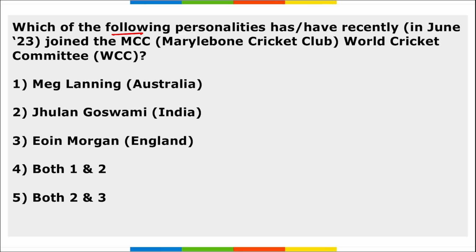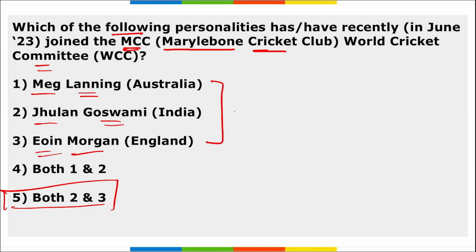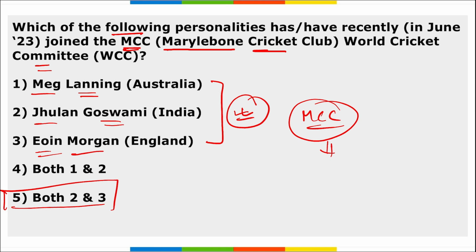Next is which of the following personalities have recently joined the MCC, that is Melbourne Cricket Club World Cricket Committee. So it has been joined by both second and third, that is Meg Lanning and Jhulan Goswami as well as Eoin Morgan. These are the three cricketers, right? They have joined the MCC Melbourne Cricket Club World Cricket Committee, correct? And this trio has joined the committee ahead of their meeting at the Lord's Cricket Ground in London, UK. Also remember, Jhulan Goswami is an Indian women cricketer and she was honored with Padma Shri in 2012 for her service towards sports. Then she was awarded the Arjuna Award in 2010, right?